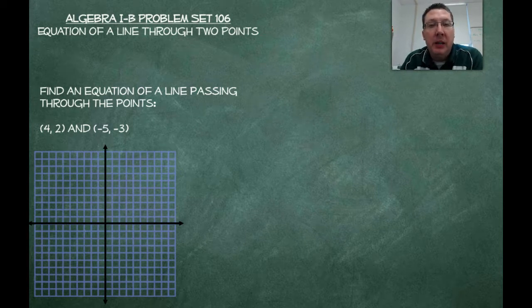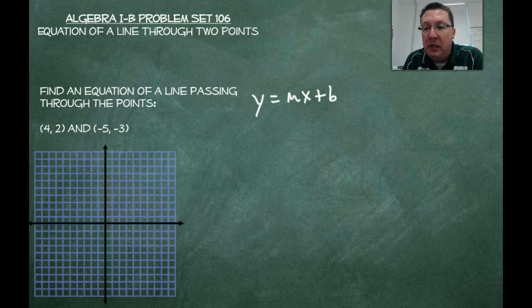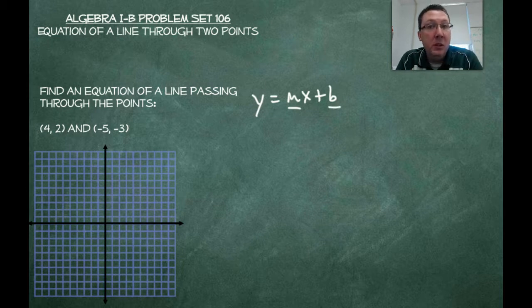Now something to keep in mind, this equation that we're going to write will be in the form y equals mx plus b. So first thing we need to do is identify 2 parts. We need to find m, which is the slope, and b, which is the y-intercept. So given 2 points, first thing is we're going to find the slope. And we have 2 ways to do that.